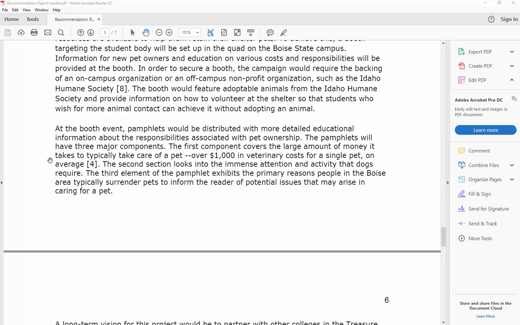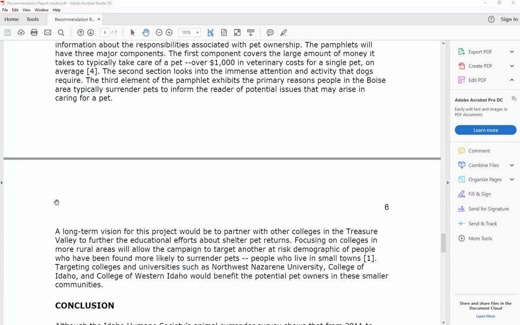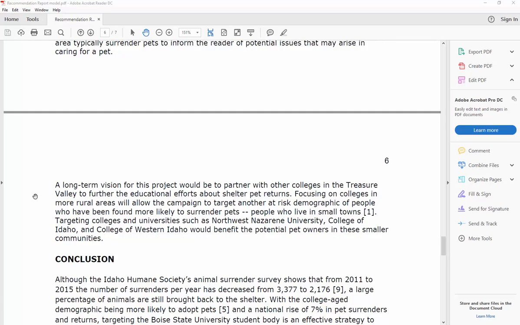So here you see that they have a two-phase process. One is an immediate event where they have a booth on campus and they pass out pamphlets, and they actually created a pamphlet for their presentation. And you're able to go through what that event would look like, what it would encourage the students to do, and so on. And then they also offer a long-term vision. So they have an immediate short-term goal, but then they think, well, we could also extend this to other universities or colleges in the Treasure Valley area to build on these educational efforts, focusing very much on college students in the area.